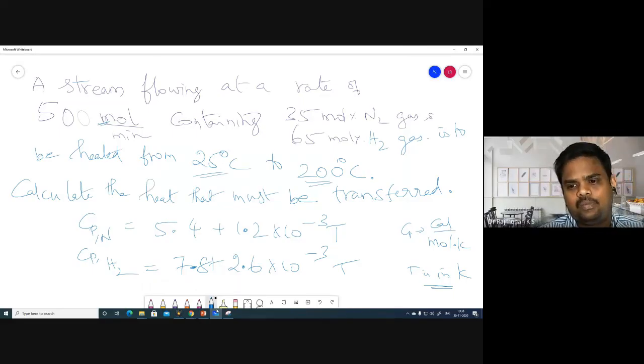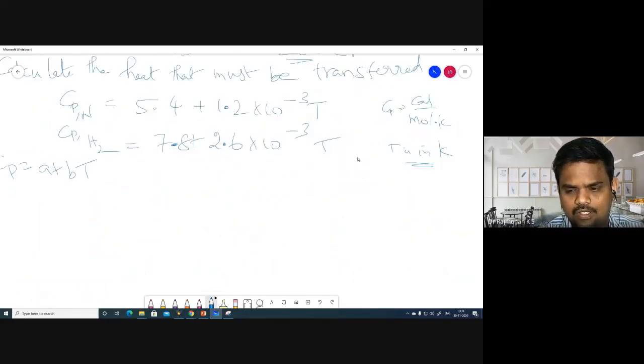Calculate the heat that must be transferred if Cp of nitrogen is 5.4 plus 1.2 into 10 power minus 3t. Cp of hydrogen is 7.8 plus 2.6 into 10 power minus 3t. Remember, as I told, this expression can be A plus Bt. So here we are having Cp as a function of A plus Bt, right? So we are not having C plus T square. So this is going to be a simple calculation.